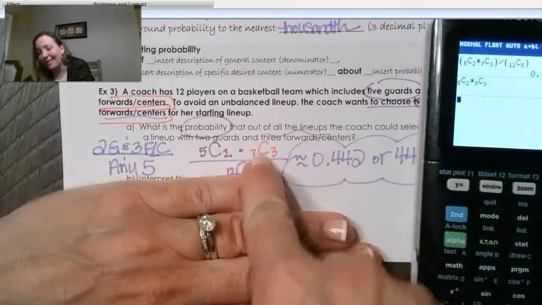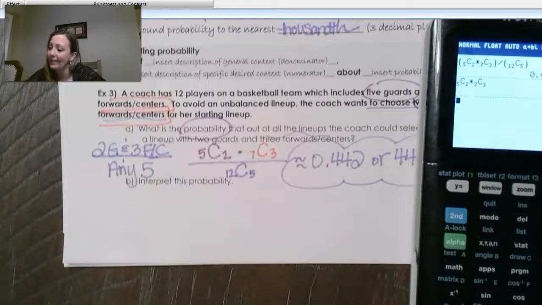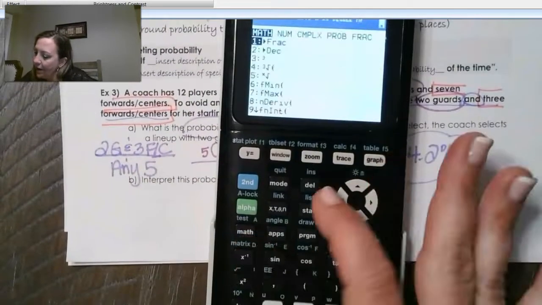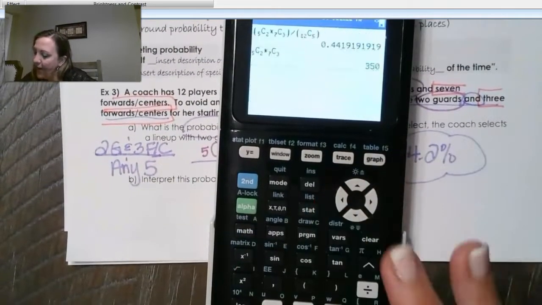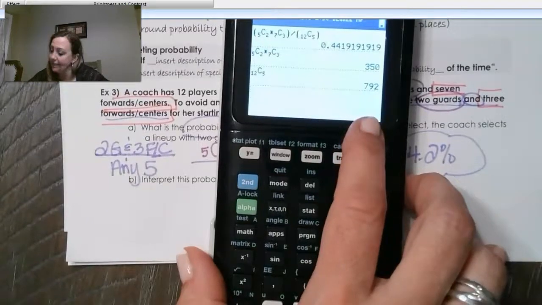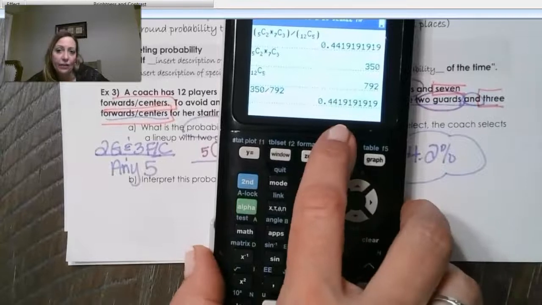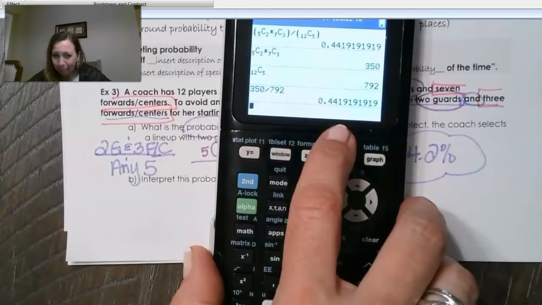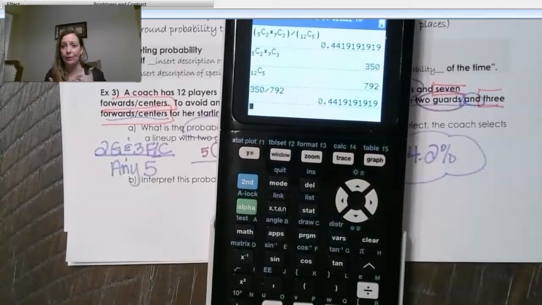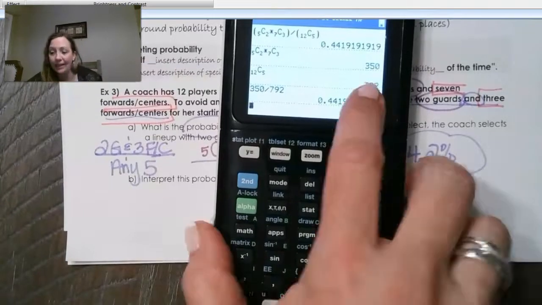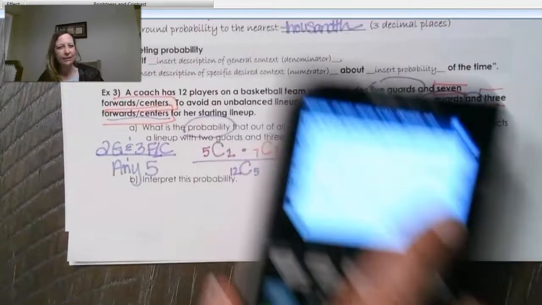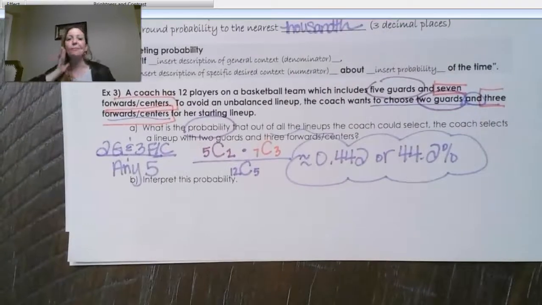But we need to divide that by the total number of ways. If we were to find that, that would be the 12C5. We would divide that by the 792, and that's what happens to get that same value, that 44.2%. So remember, probability should be between 0 and 1. If you're not getting a number between 0 and 1, let's see if you're really finding the probability, okay?